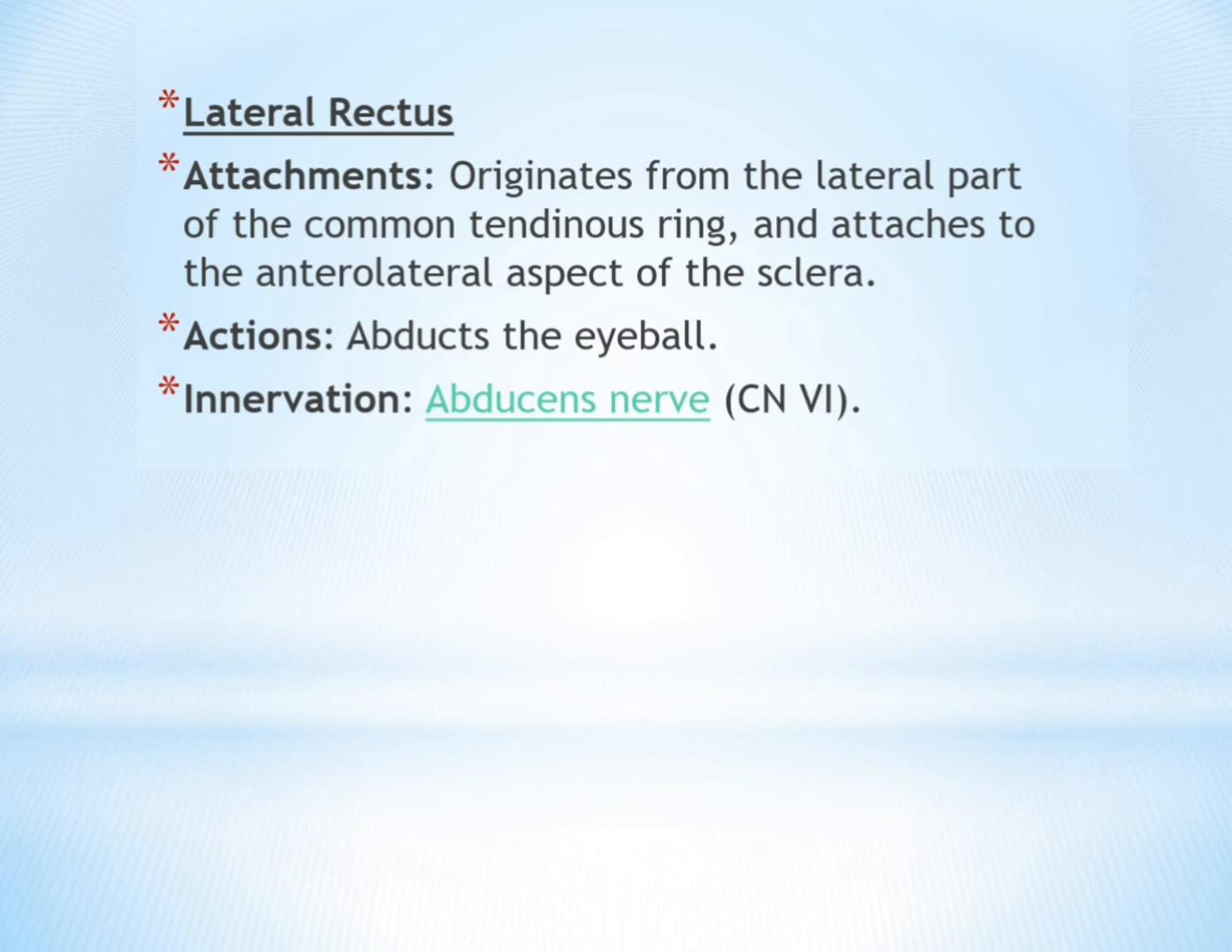Lateral rectus originates from the lateral part of the common tendinous ring and attaches to the anterolateral aspect of the sclera. Action is to abduct the eyeball. Innervation is by the abducens nerve, which is cranial nerve 6.